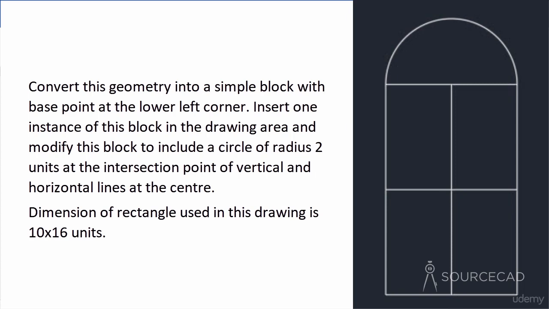modify this and include a circle of radius 2 unit at the intersection point of vertical and horizontal line, which is at the center of this geometry. Now the length of this rectangle is 10 unit and the height is 16 unit.